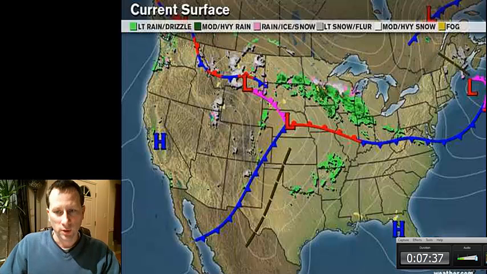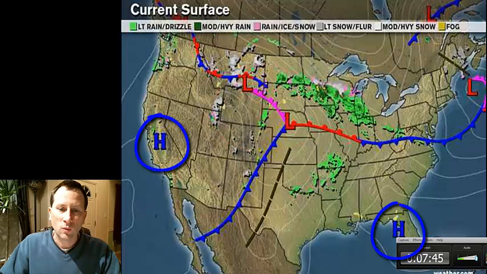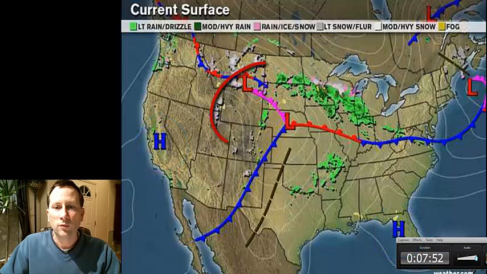Another thing I want you to write on your paper: tell me what generally you feel like the weather would be around a low pressure, and generally what you think the weather is like around high pressure. So we've got one down here in Florida, one here in Central California. We've got a low in Central Montana, one in Nebraska, and then one off the coast that we really can't see.